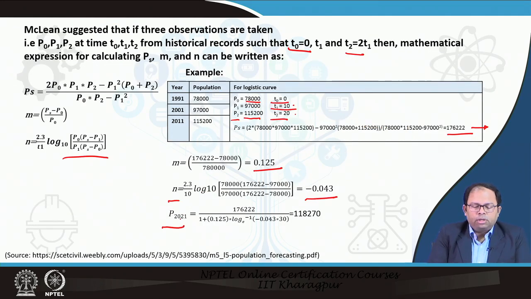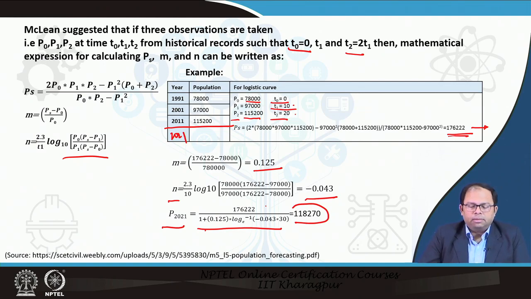P for the year 2021 could be estimated as 17622, which is the Ps value, divided by this particular term based on the previous equation, and we get a value of 1,18,270. So, this is the projected population for year 2021. This is how we can get the projection using the logistic curve method.